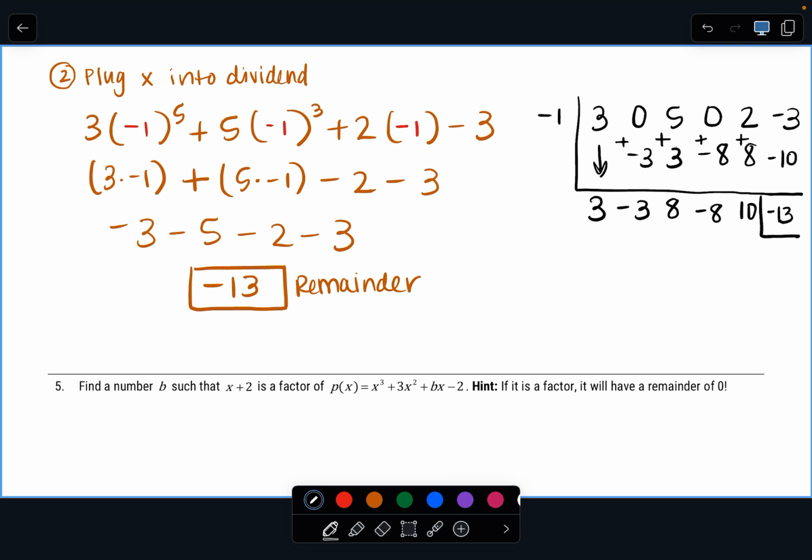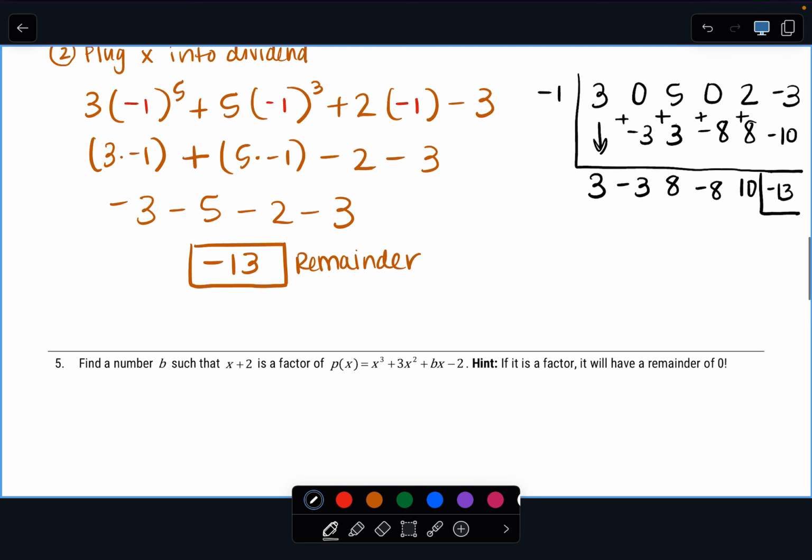What remainder did I get from synthetic division? Negative 13. I don't care which way you do it. You can do it either way. You can do it through synthetic division. You can do it through the remainder theorem. You will have questions similar to this on your test. So you have to know one of them, whichever one.